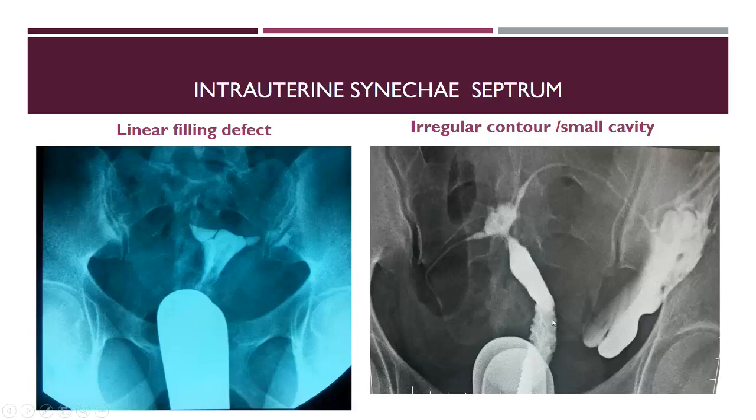In this one, we see the cervix, and the uterine cavity is markedly constricted at the fundus, with very, very irregular contour in appearance, but the fallopian tubes are patent. So, irregular contour and small cavity. This is with intrauterine synechiae.